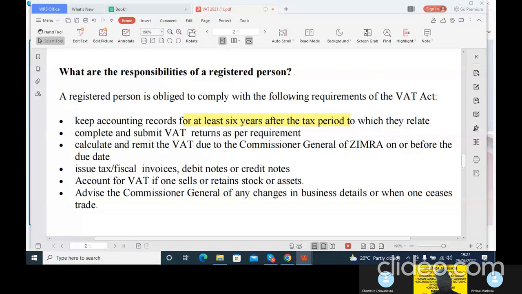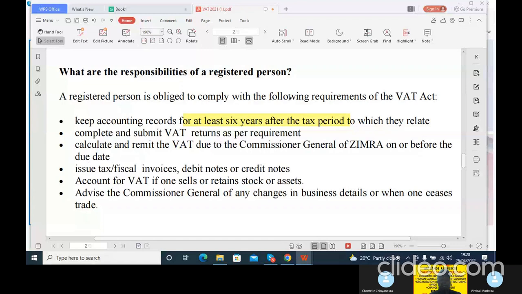To issue tax invoices or fiscal invoices, debit notes or credit notes. Why was the article announced my tax invoices? Can I my fiscal invoices? My fiscal invoices don't go tank a cash register. Can I see now on the issue I know the tax invoice? I shall talk to you about tax invoice shortly.